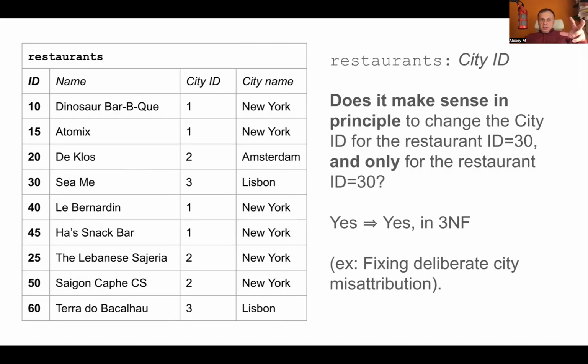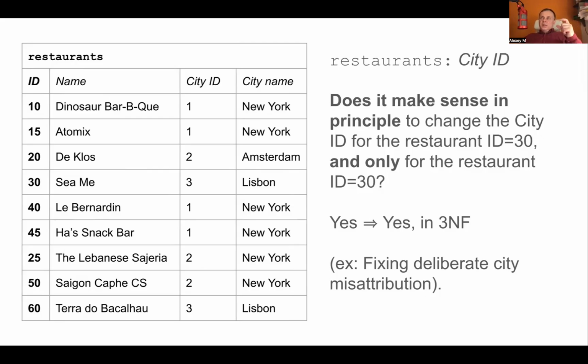Now we can take a look at city ID. Does it make sense, in principle, to change the city ID for a certain restaurant and only for this restaurant? The answer is yes. So here we have to think a bit more broadly. Usually restaurants don't move between cities, right? But sometimes this still happens. There are valid cases in reality where this happens.